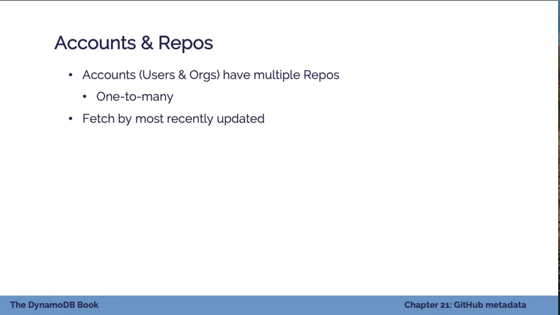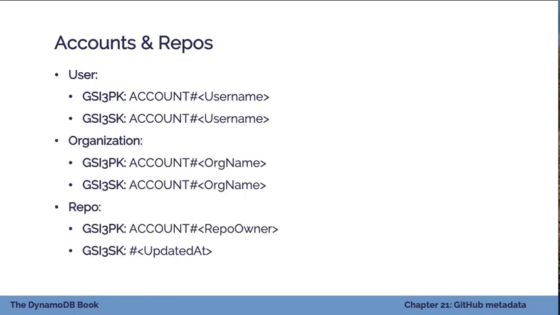That's how GitHub handles this. So if you sign in and you're looking within your organization or your individual user, you'll see repositories by the most recently updated. So we need some ordering that way. So here's what we're going to do. We're going to add a new global secondary index. This is going to be GSI3. We can't use GSI1 or GSI2 because they're already being used by the repo entity.